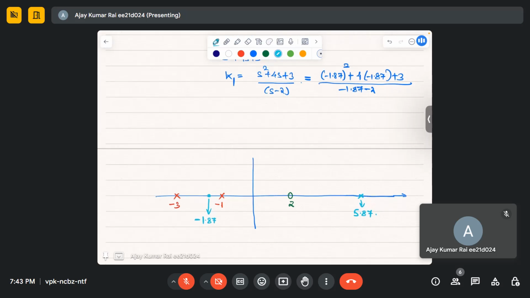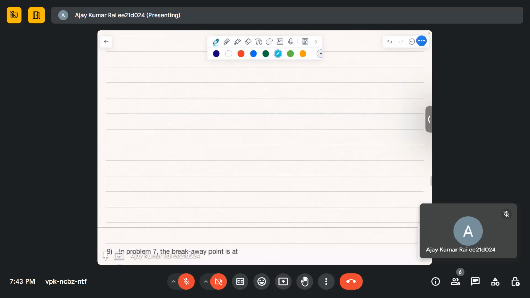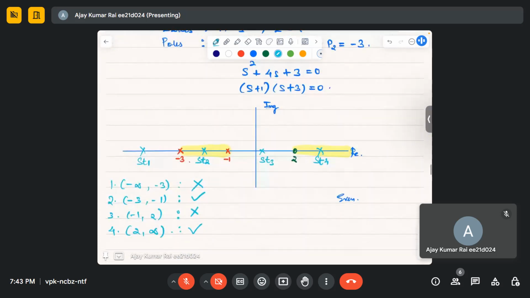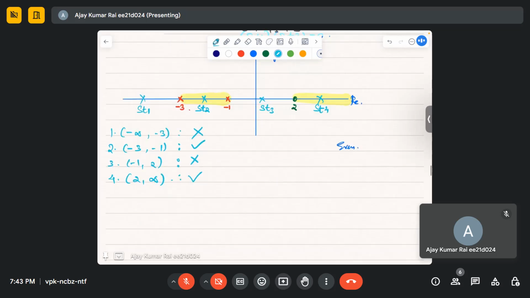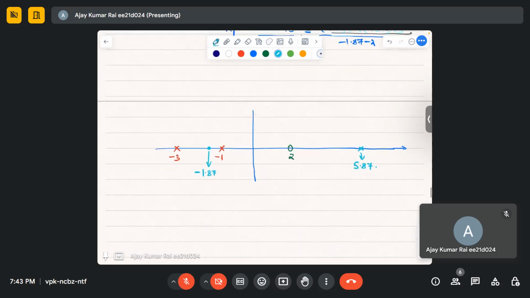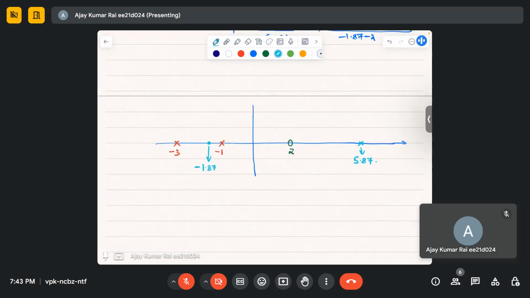Okay, so you see there are two poles, -3 and -1. And what we have seen is that root locus exists between -3 and -1. So there will be the root locus. Okay, so what will happen? What can you say about this point? Just comment on the point -1.87, whether it's a break-in or breakaway point.